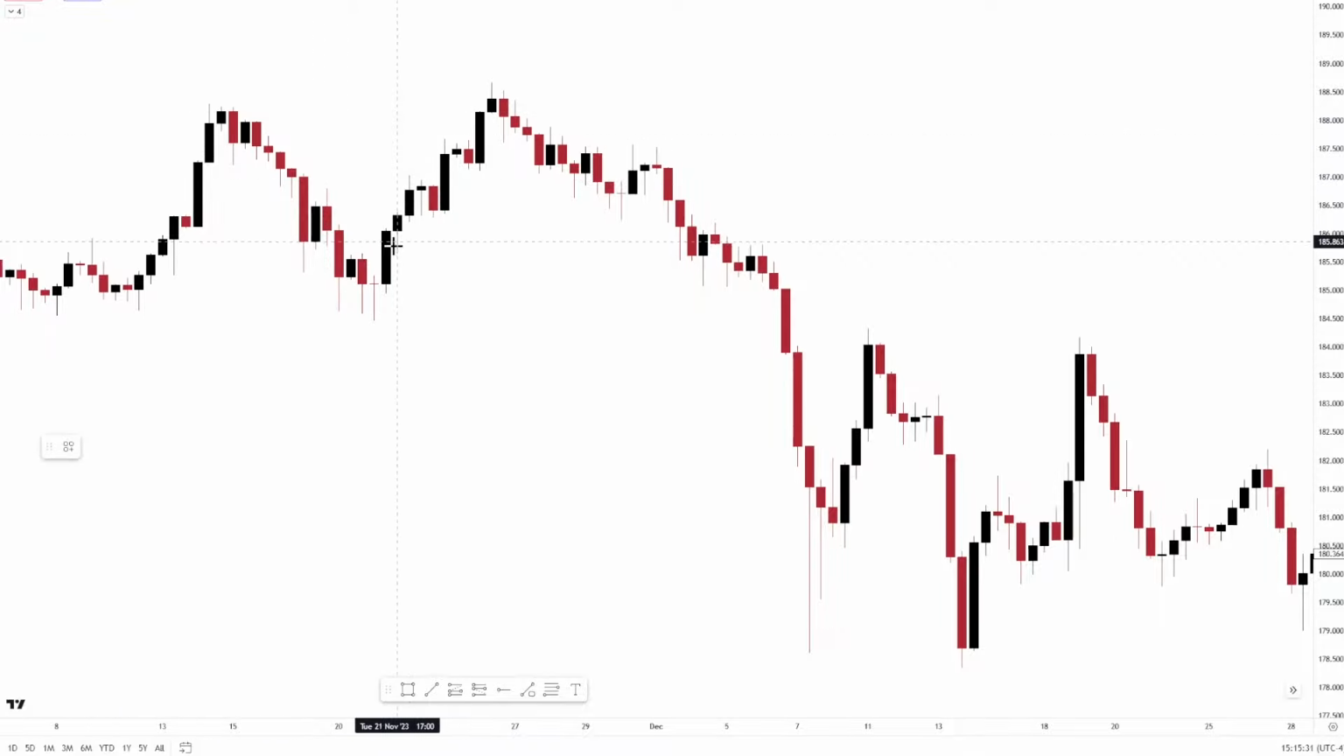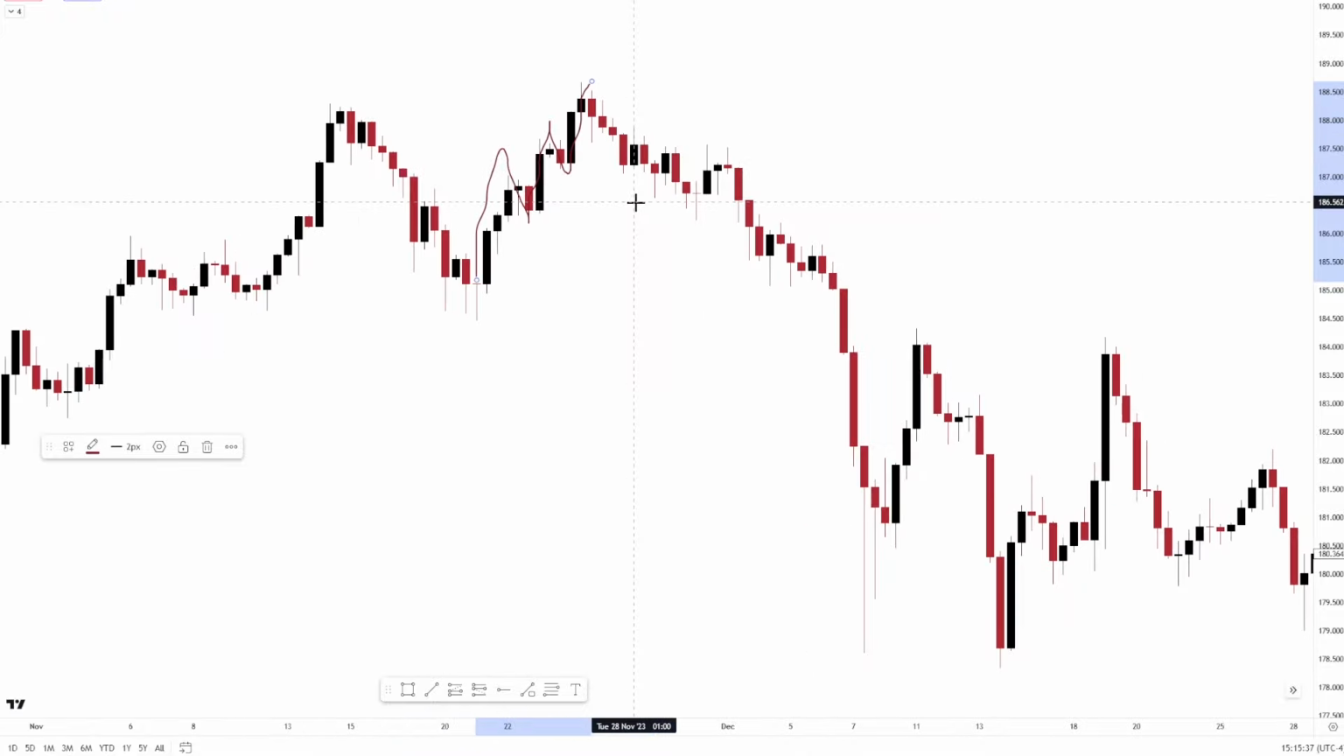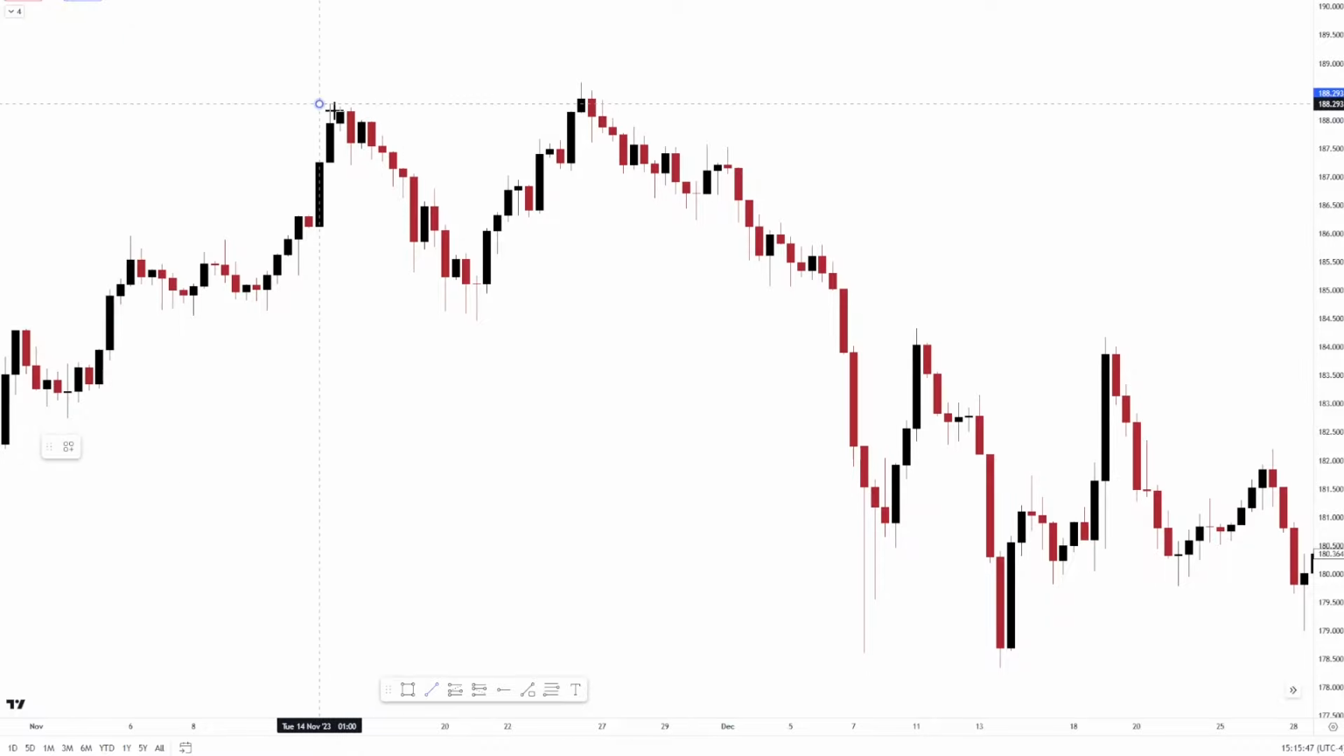So in this case, you could see that price was making higher highs, higher lows, higher highs, higher lows, higher highs. And what happened here? At this point, the market switched. The market started going bearish. What happened prior to this? There was also a structure break.